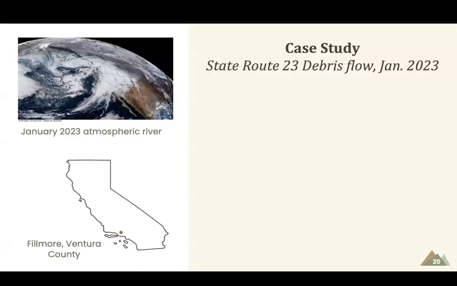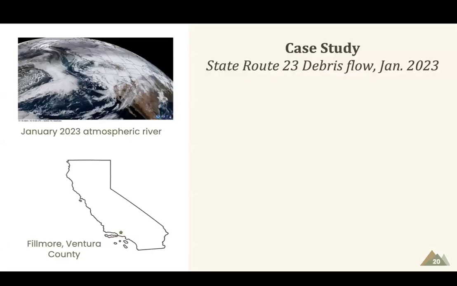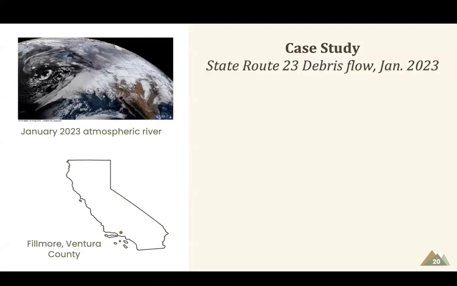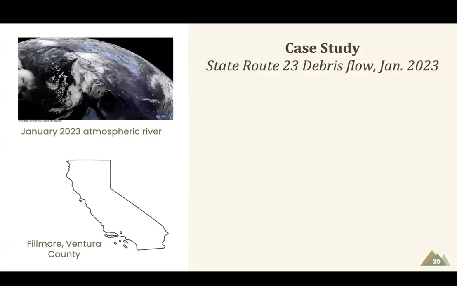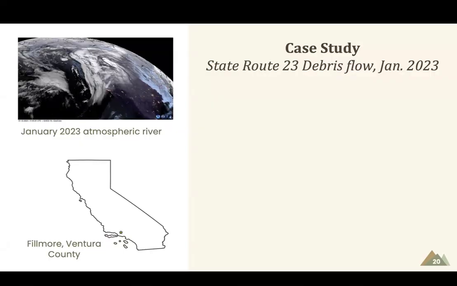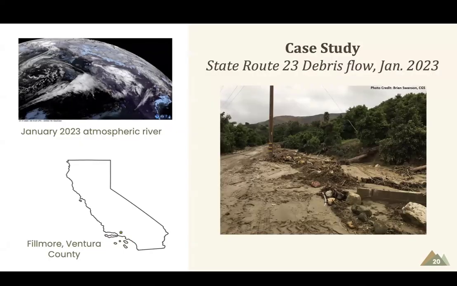The second case study that I want to walk through happened in January 2023 as a result of an atmospheric river, and this one was in Fillmore in Ventura County, California. So here's a picture of the aftermath of this debris flow, and it ended up damaging an avocado farm and then depositing sediment and debris onto State Route 23.